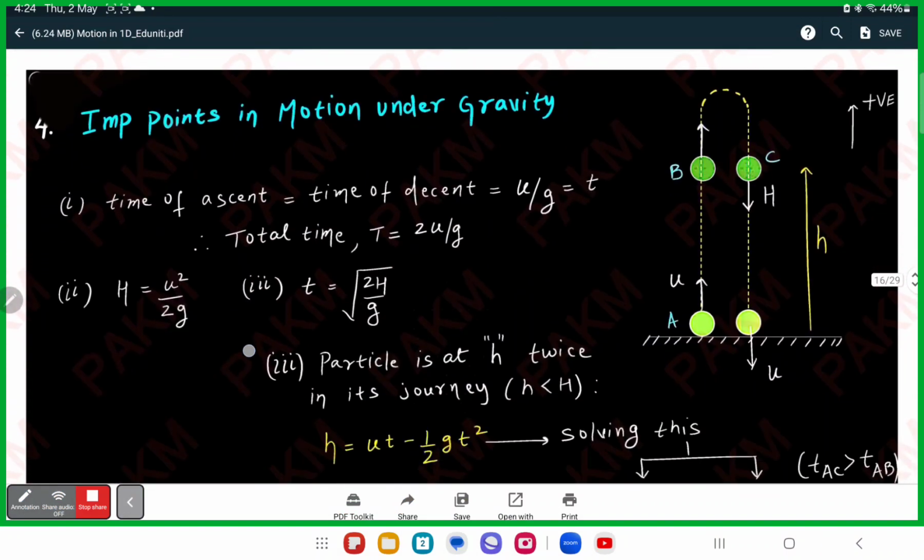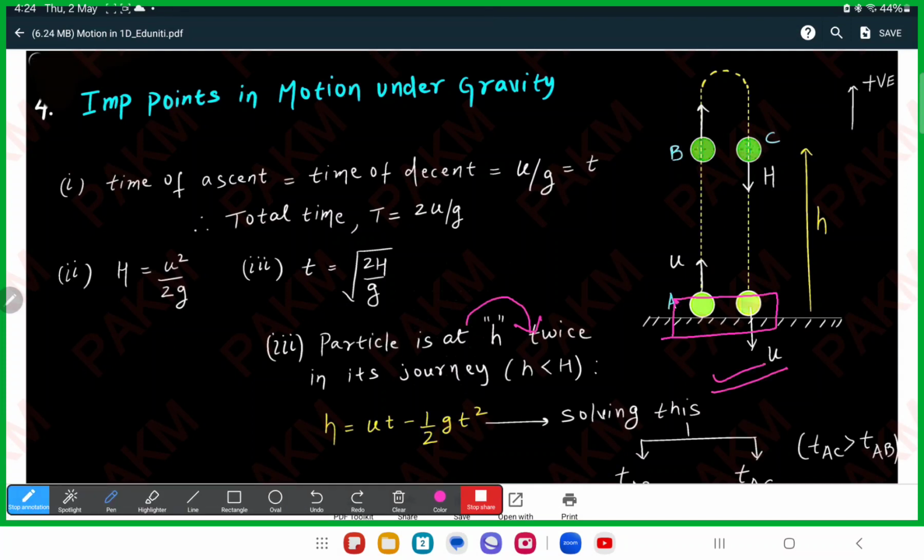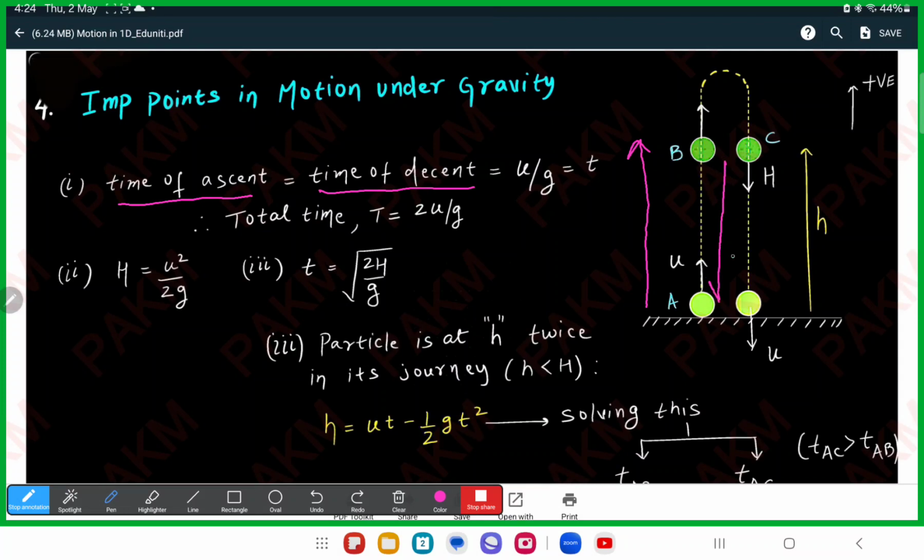Now let's quickly see the next important point of motion under gravity. Now this is important. Motion under gravity is one of the key sections of motion in 1D. The time of ascent and time of descent. Time of ascent means time taken to reach the maximum point. Time of descent, time taken to move down. This is time of descent, that is u by g.